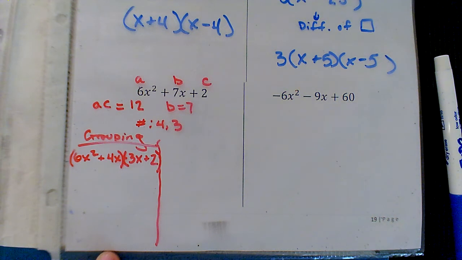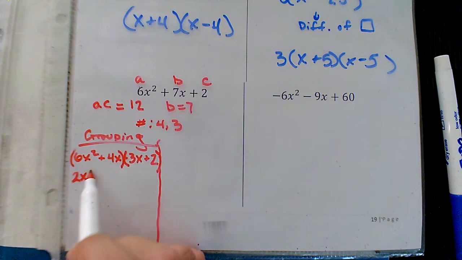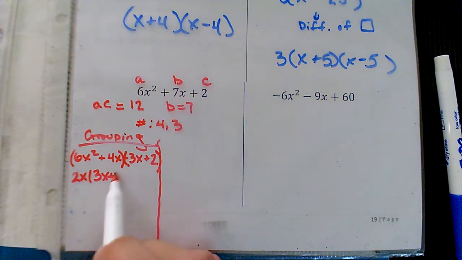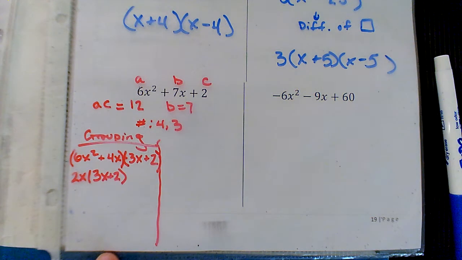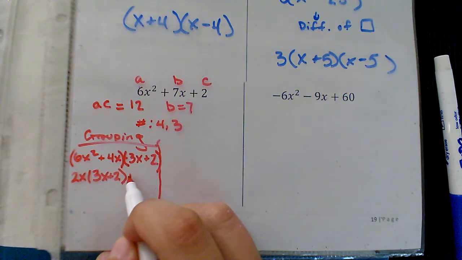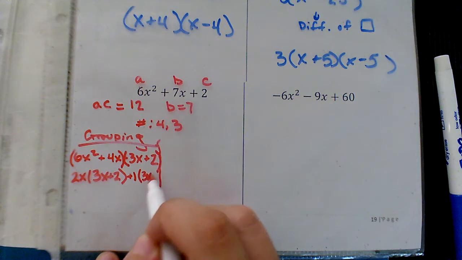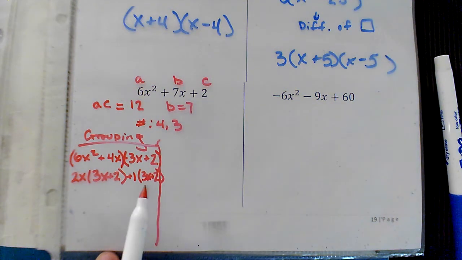From here, we're going to use GCF on our individual groups. So if we look at the first two terms, we can pull out a 2 and an x, and we're left with a 3x plus 2. What can we divide out of the second group so that the leftover matches the 3x plus 2? A 1. If you divide out a 1, that doesn't change anything, right? So if we divide out a positive 1, we're left with a 3x plus 2. Okay, I'm sorry that's a little squished, but that's a 3x plus 2.